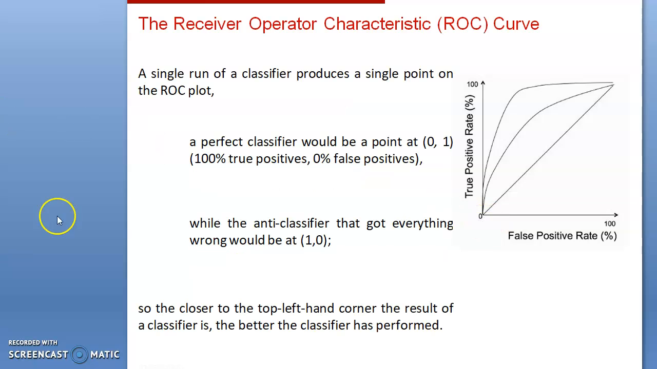If the classifier is at 0, 1, that is a good one. That means the true positive rate is 100%. That is called a good classifier. On the other hand, if it is 100 here but 0 here, this is called an anti-classifier. This is about the ROC curve, the receiver operating characteristic curve.